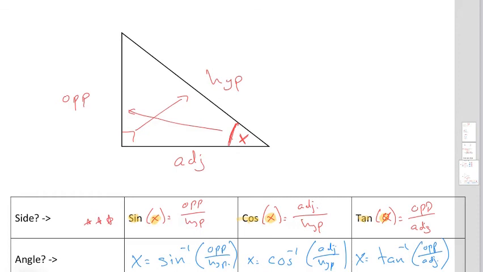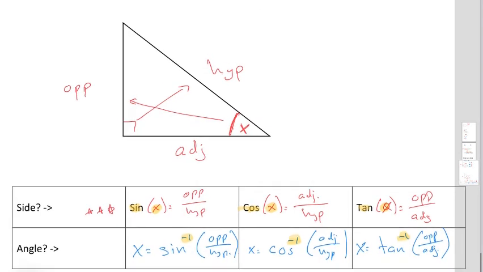And we use trig inverses whenever we're looking for angle measurements, and we're given two sides. Now, depending on what calculator you have, you might see it as sine inverse, or you might see it as arc sine, and so on.